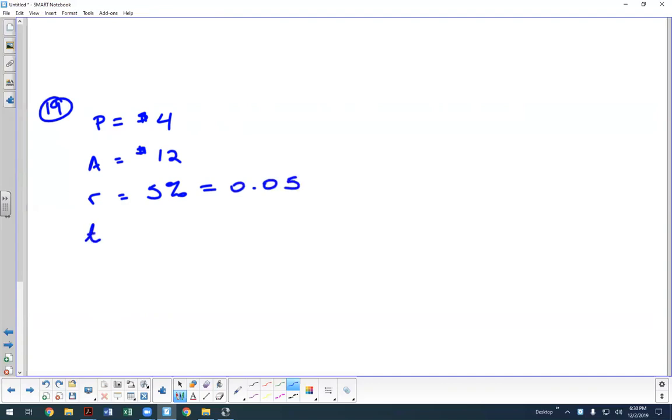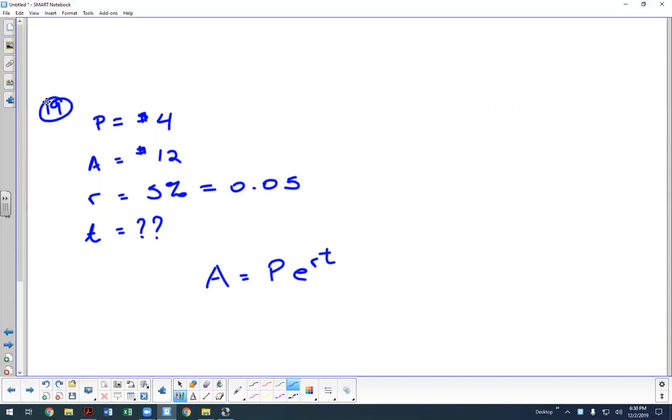0.05, and they're actually asking us to find the time, because they're saying how long does it take. Now, they're also telling us the rate is being compounded continuously. So if it's compounded continuously, this is the compound interest formula you're looking at, the PERT formula. If they told you it was compounded annually, semi-annually, quarterly, that's the formula with the N that you have to use.